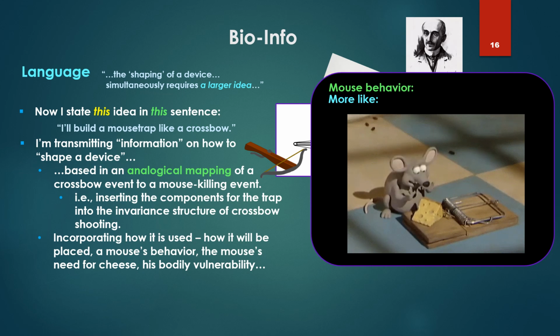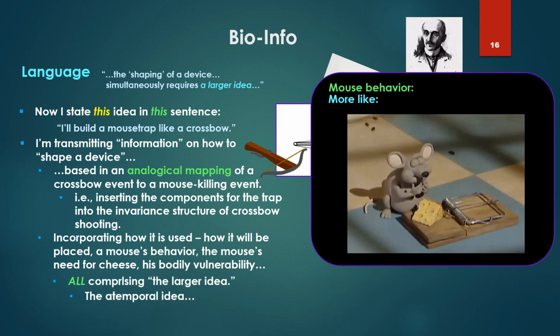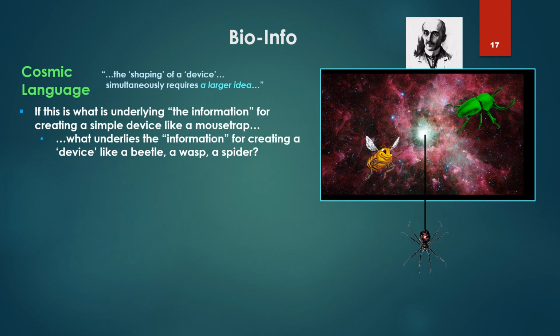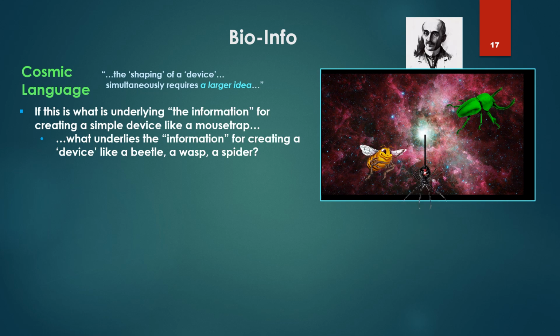I'll build a mousetrap like a crossbow. A larger idea, all comprising the larger idea, the atemporal idea. If this is what is underlying the information, quote unquote, for creating a simple device like a mousetrap, what underlies the information for creating a device, quote unquote, like a beetle, a wasp, or a spider?